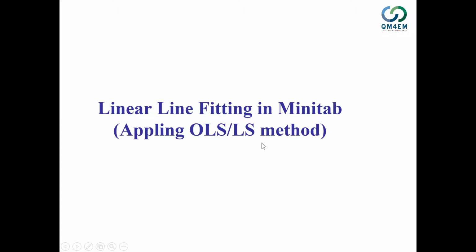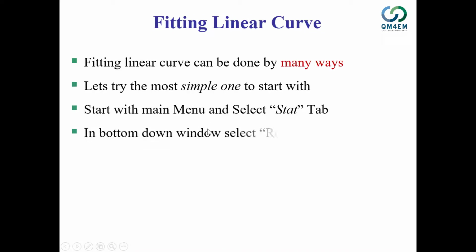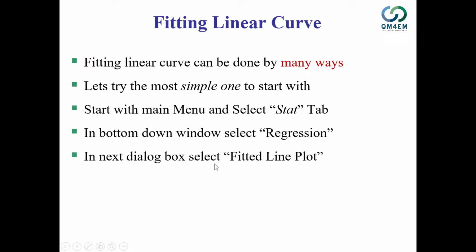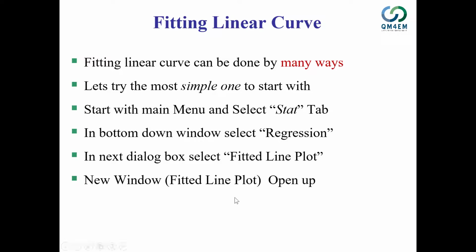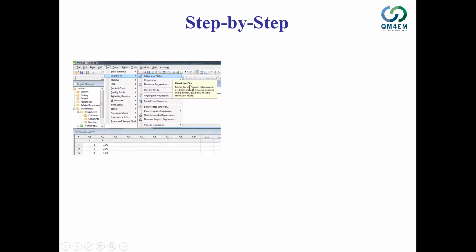Let me go back to that slide. You can see here this Stat tab. So you click on that tab, and then you get some options. There is one option which is called Regression. You can click on that, and then there is a Fitted Line Plot option. So that's the simplest way of running regression in Minitab. You click on that, a new window opens up. You drag the Y and X variables into their respective designated boxes, which I'm going to show you on the next slide. You click OK and it's done. So that's how we can do it.